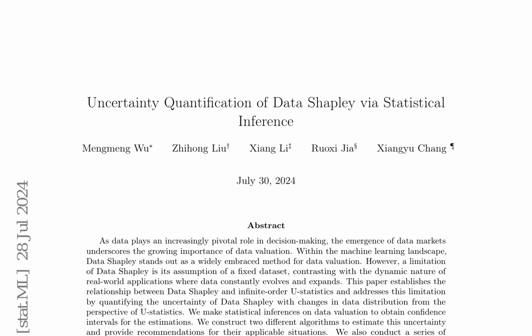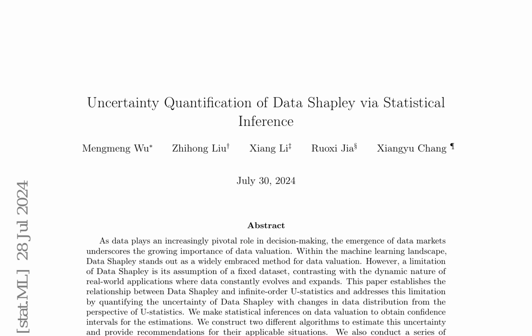Uncertainty quantification of Data Shapley via statistical inference tackles a critical limitation of Data Shapley by quantifying its uncertainty in response to changes in data distribution. By establishing a connection between Data Shapley and infinite-order statistics, the authors facilitate statistical inferences on data valuation, thereby obtaining confidence intervals. This novel approach enables the construction of two algorithms for uncertainty estimation, each suited for specific scenarios.